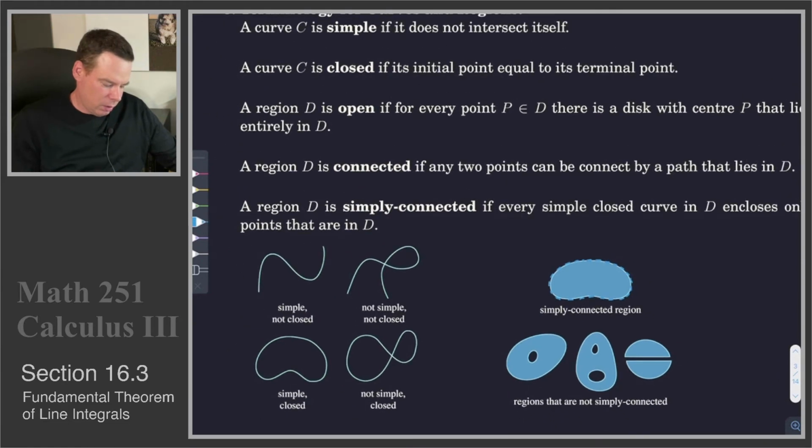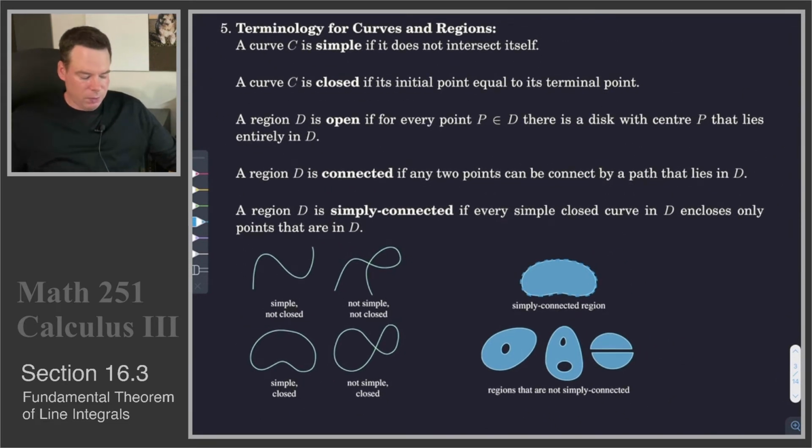A region is called connected if for any two points in that region they can be connected by a path that lies entirely inside the region. So it means if I've got a point and I connect it to another point, then that path is going to be entirely inside the region. Unlike this one in the bottom right where I can pick two points, maybe a point there and a point there, and no matter how I draw a path, it's going to have to leave the region. So that would be not connected.